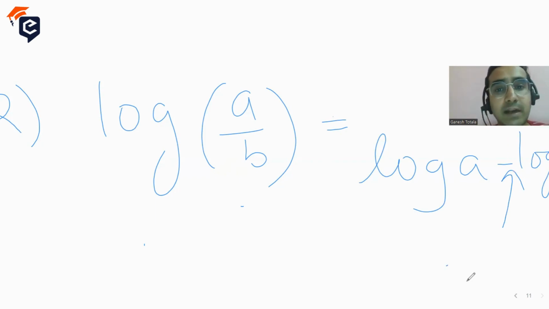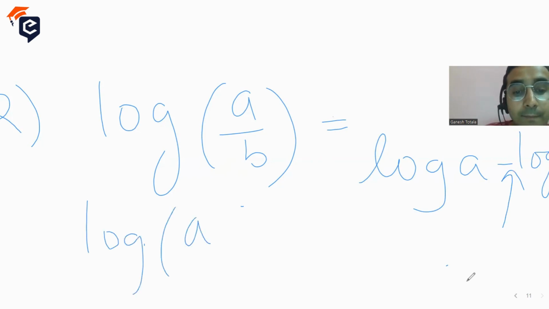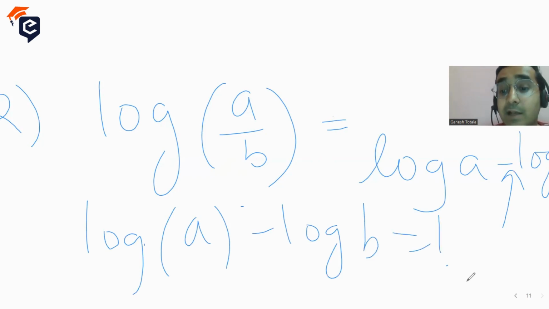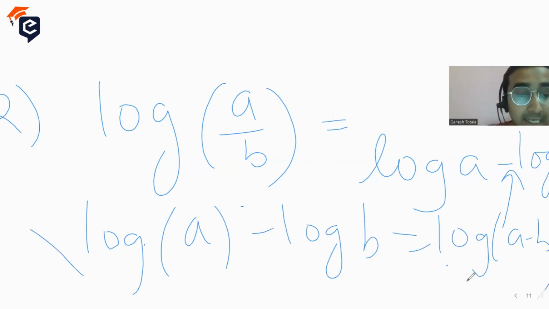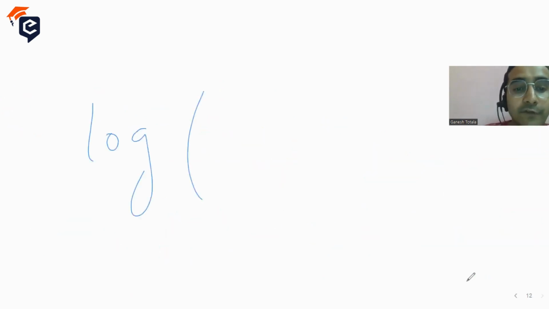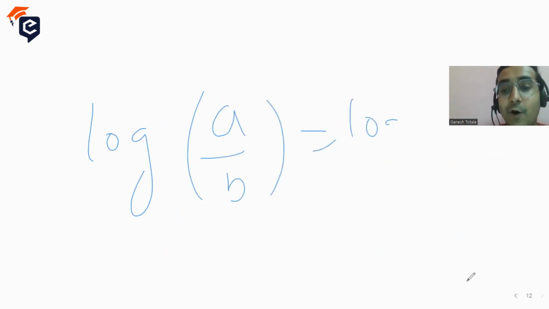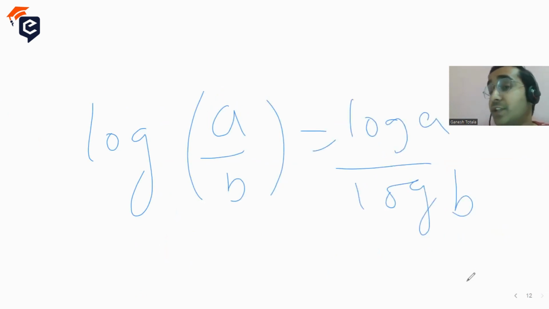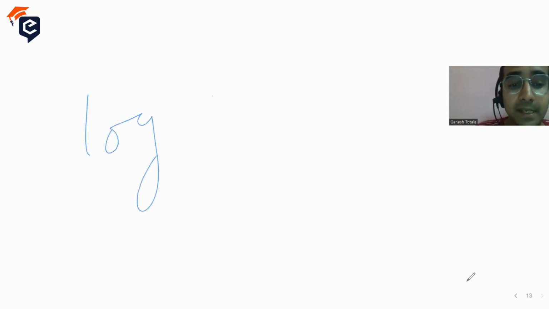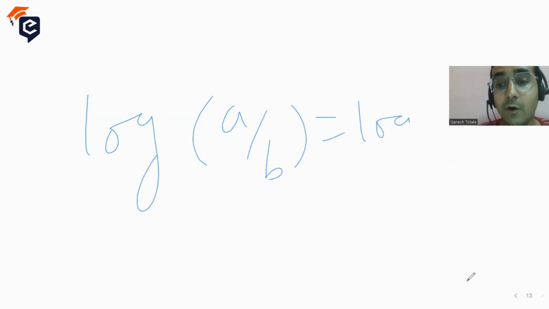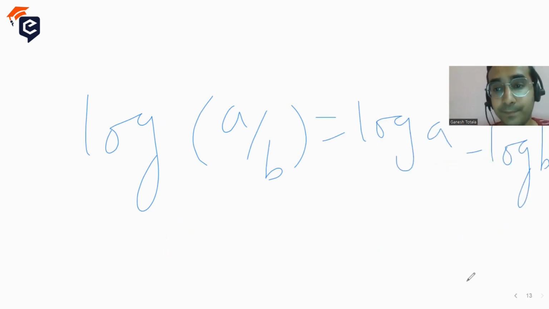Again, most of the students commit mistakes here. They treat log of a minus log of b as log of a minus b, which is again incorrect. And there's also one more mistake that students make here: log of a by b, they will write as log of a divided by log of b, which is again a wrong law. This is not valid in terms of logarithms. So log of a by b is always equal to log of a minus log of b. This is the law. I hope it's understood.